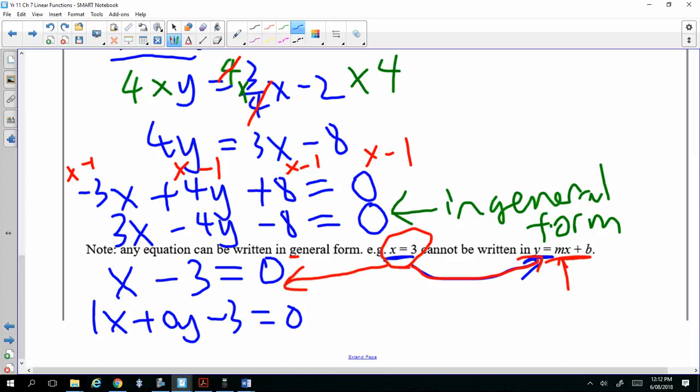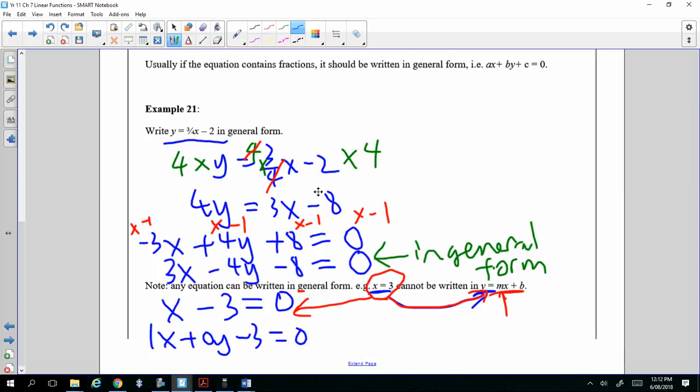All right, let's look at more pages. We'll go to the next page. We've got more questions to go through. The next form we're going to learn is called the point gradient form. That's the last form we're going to learn about equations. So there's the gradient intercept form, the general form, and now the point gradient form. Let's look at how that works.